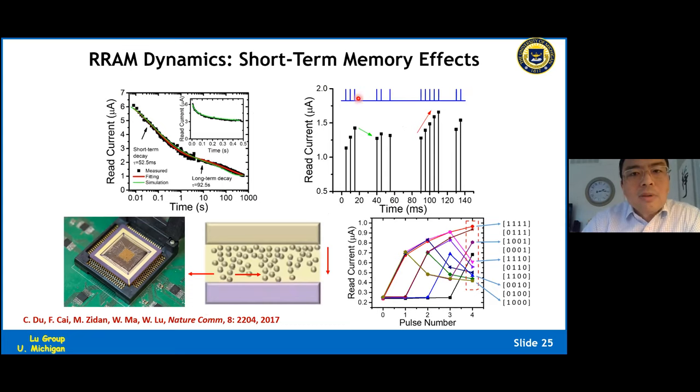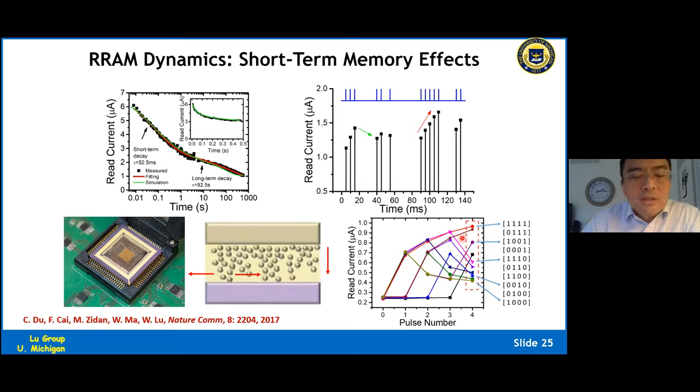So again, depending on the relative timing, if you have several inputs that are close to each other, you can keep increasing the device conductance. But if there's no inputs, the device conductance will decay. And then the final device conductance depends not only on the number of inputs, but on the relative timing, basically the temporal pattern of the inputs.